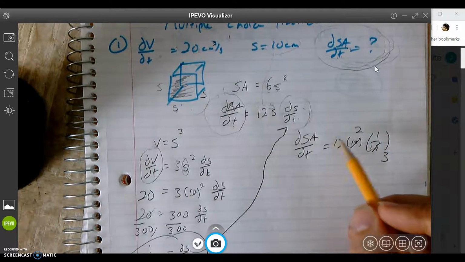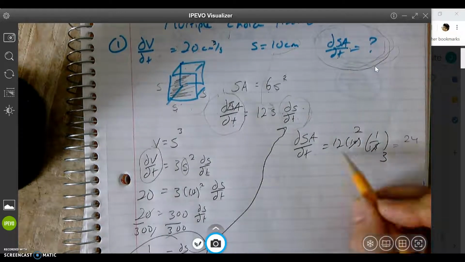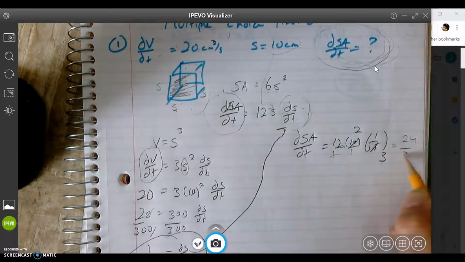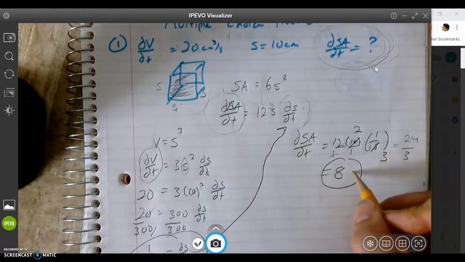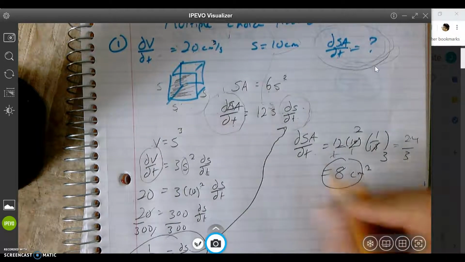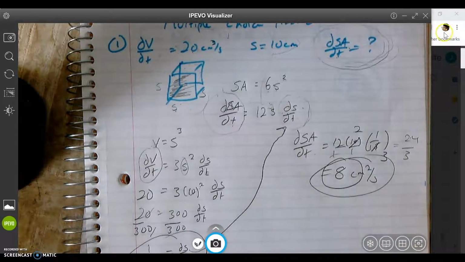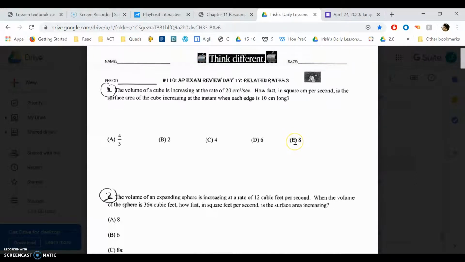You can do that. So this is 24 on my numerator. And 3 is 1 times 3 is 3 on my denominator. 24 divided by 3 is 8. So it'd be 8 centimeters squared, since the surface area is squared per second. Yeah, cool. Was that an answer choice? Yeah, E it up. There you go.